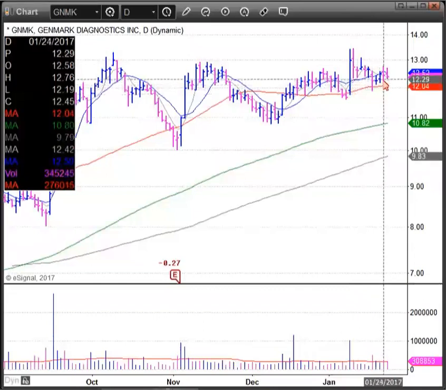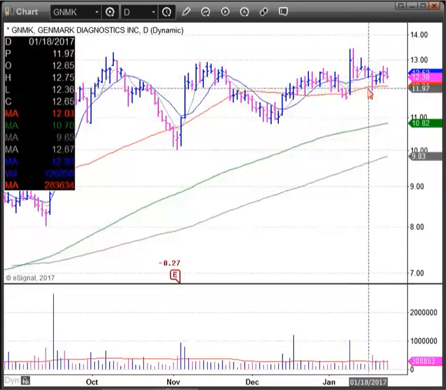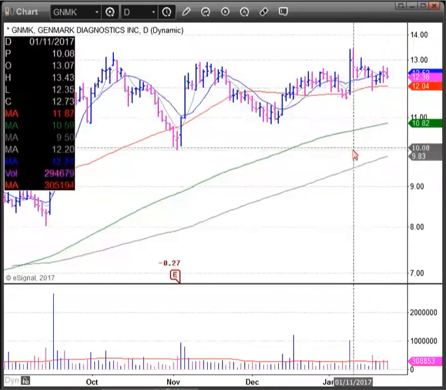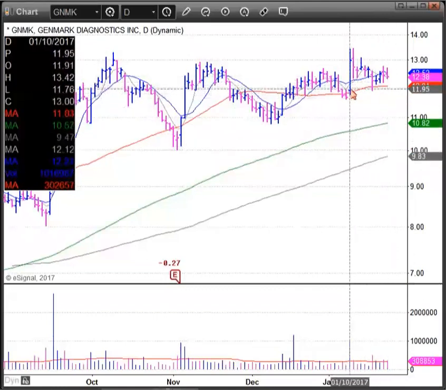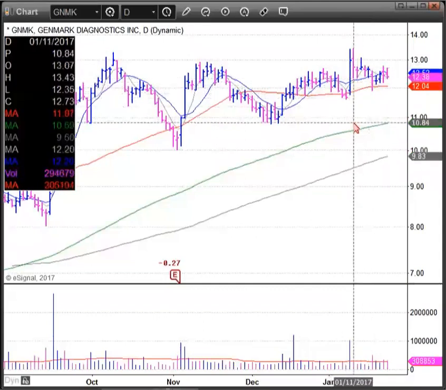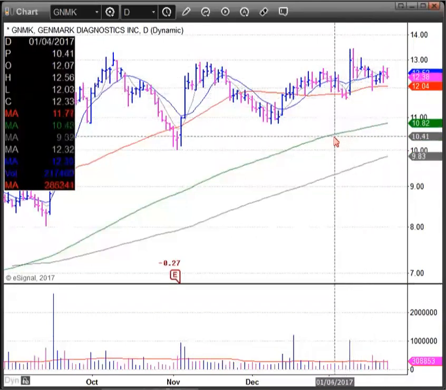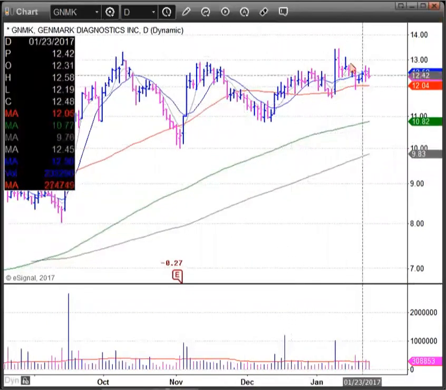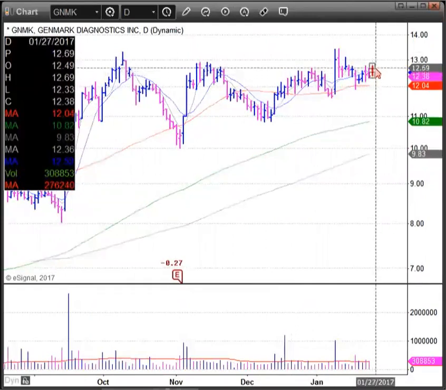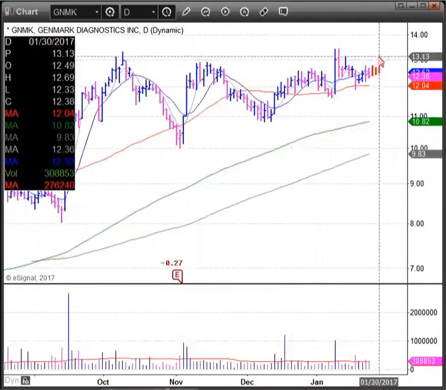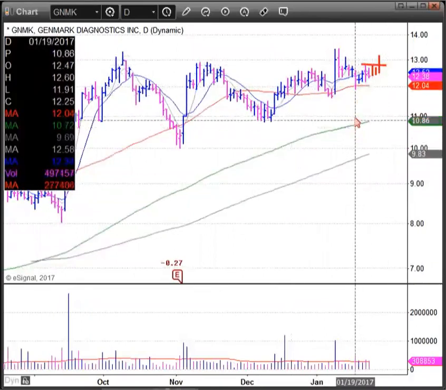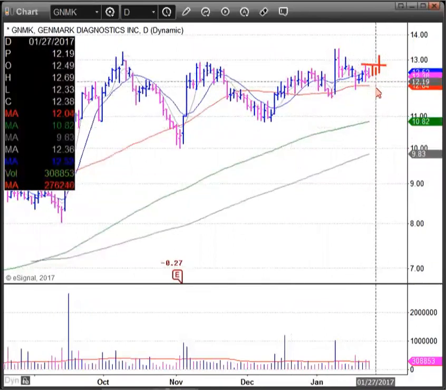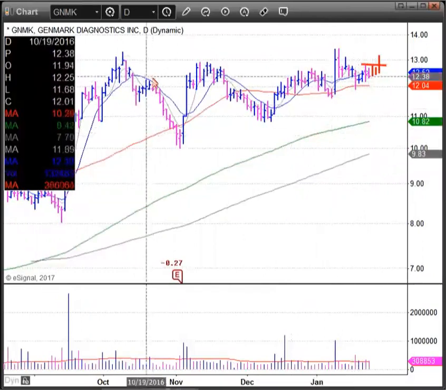So let's see, 1, 2, 3, 4, 5, 6 down days, 1, 2, 3, 4, 5 up days. So we've got actually more down days than up days since it broke out, and you can see it's lower. This could still be building the base. If this tightens up right here, and maybe it tightens up for a few days and turns up from here, you would get, what is that? That's just a little mini 3C.